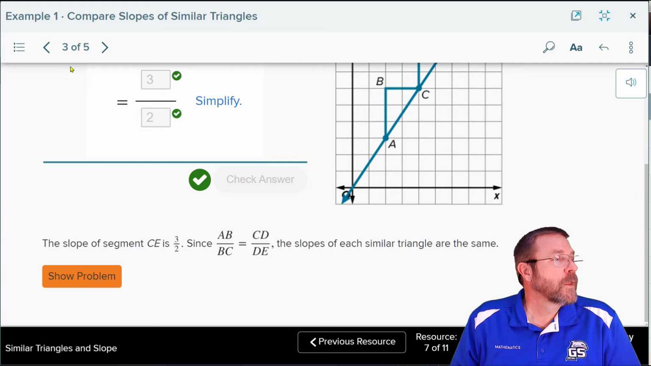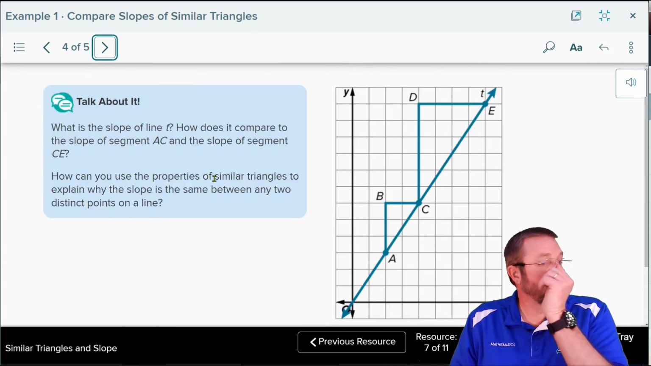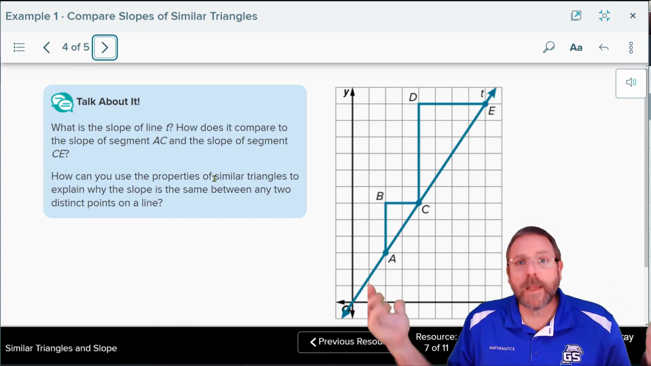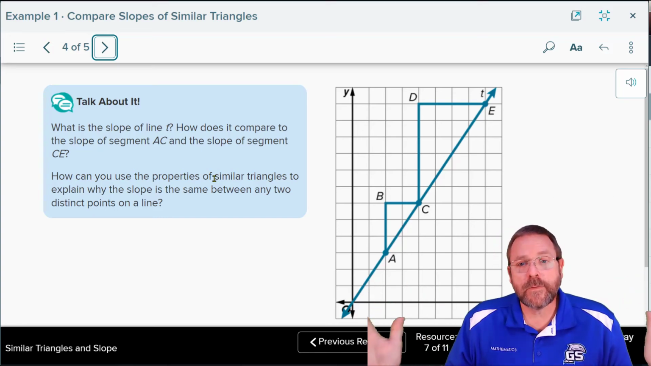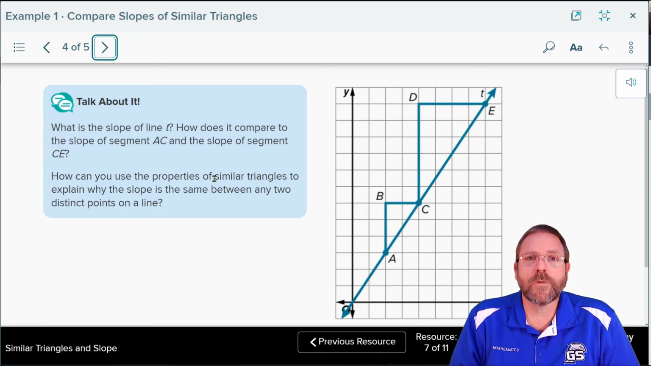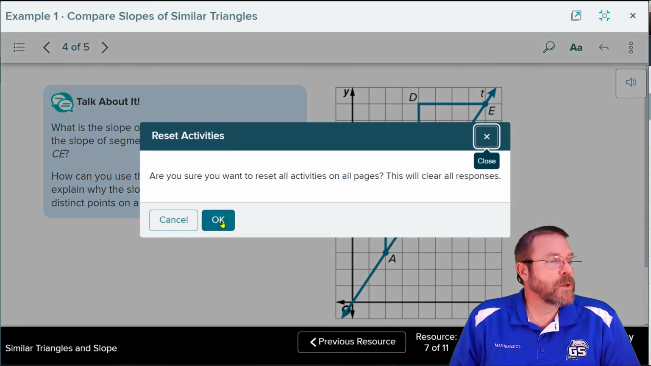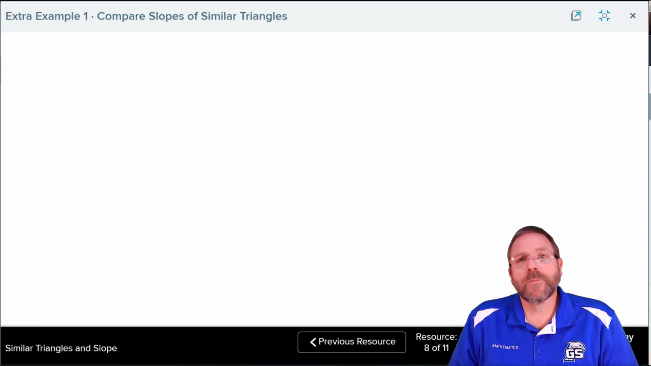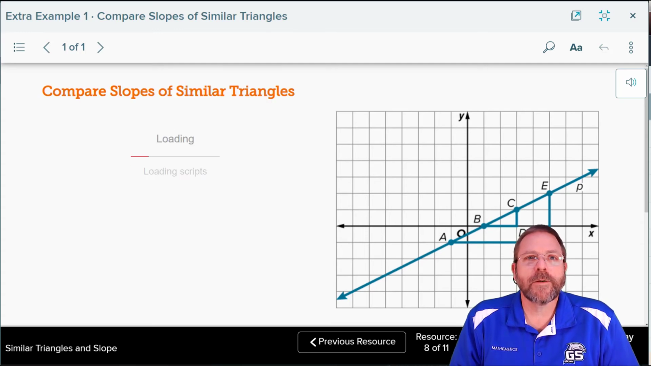From there, we can ask, what is the slope of line T going to be? The slope of line T is going to be 3 over 2. Any point along that line is going to have the same slope of 3 over 2. Now with that, we're going to reset this problem, and you are going to pause the video and do extra example 1 on your own. Go ahead and do that right now, please.